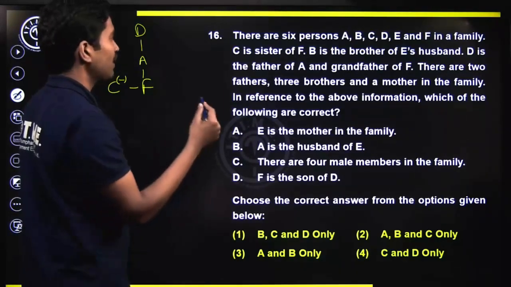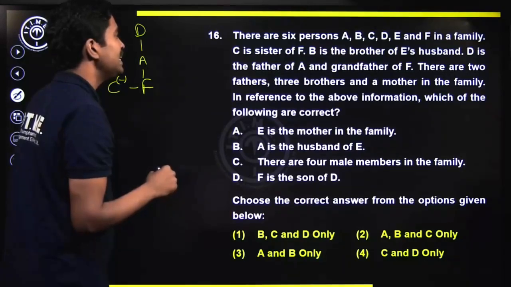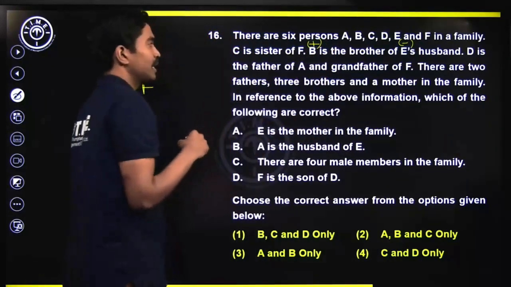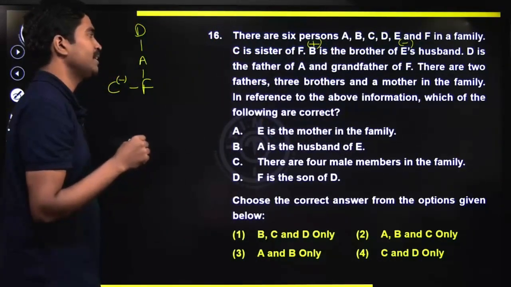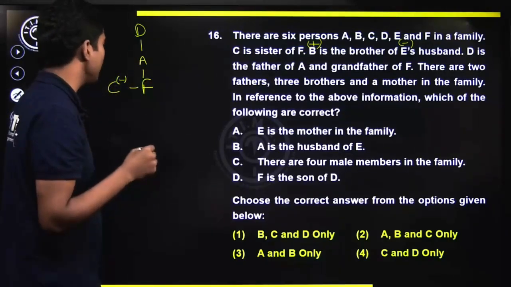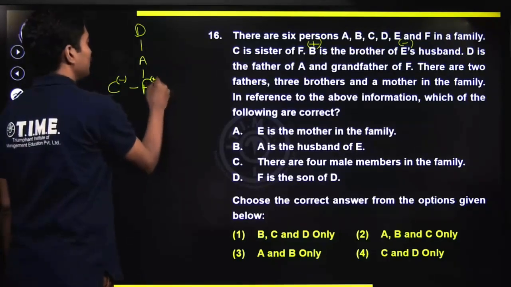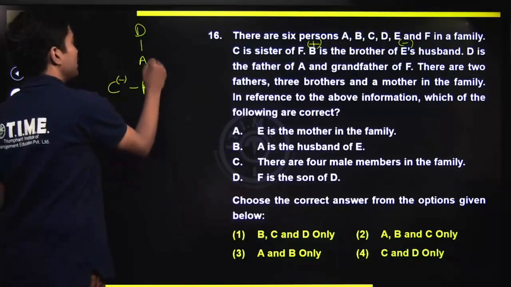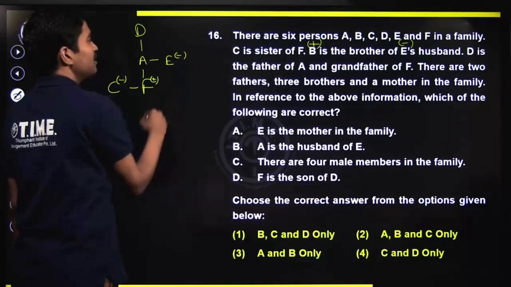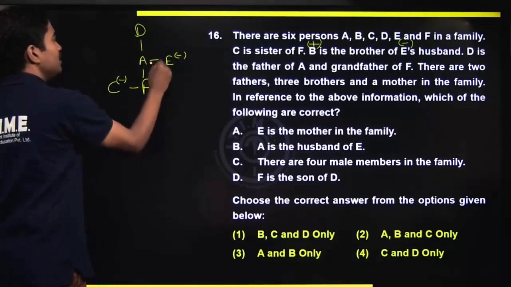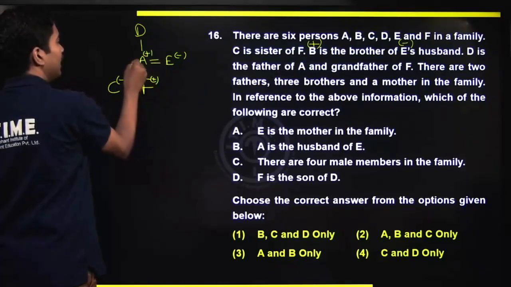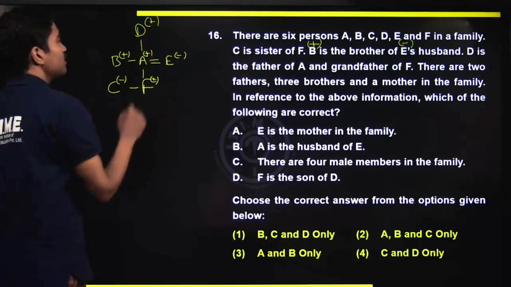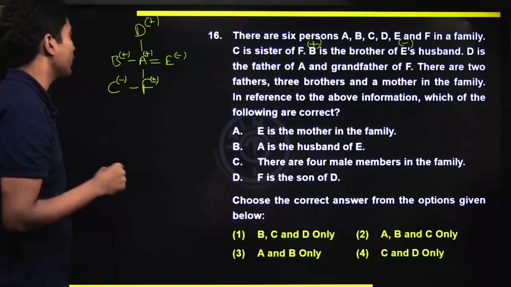There are 2 fathers, so we have only one relation. B is the brother of E's husband. So E is female and B is male, right? There are 2 fathers, 3 brothers and a mother in the family. I already have D, A, F, C, right? F is the only brother so far. I need more brothers, and the only way to do that is E's husband. E is the wife here, right? B is the brother of E's husband. This is E's husband A, male, and this person B is the brother. This is the grandfather, right? So what do we have? 1, 2, 3, 4, 4 males and 2 females.